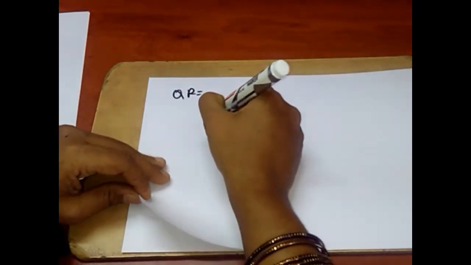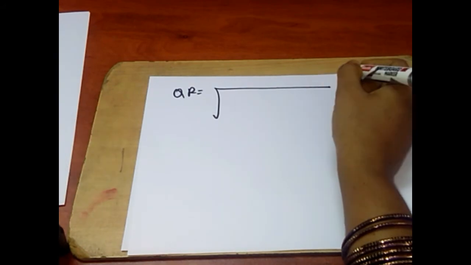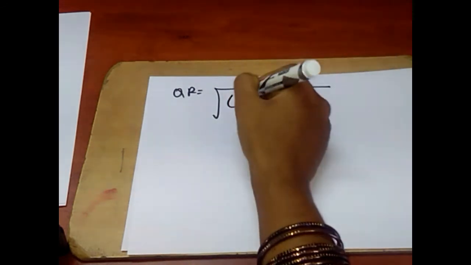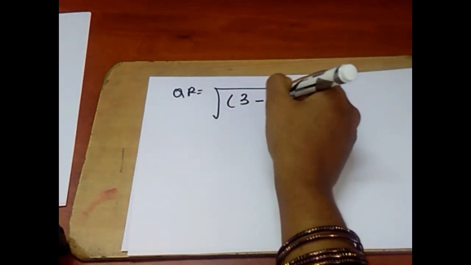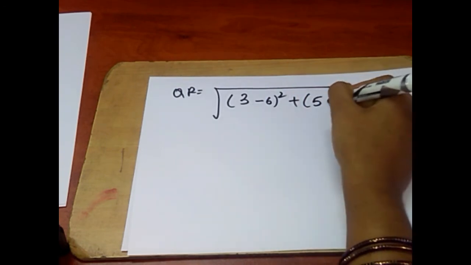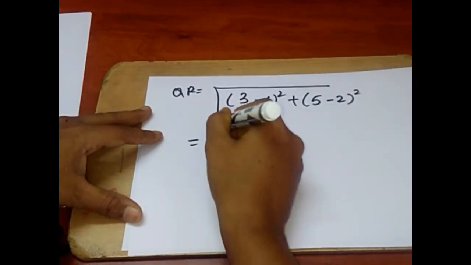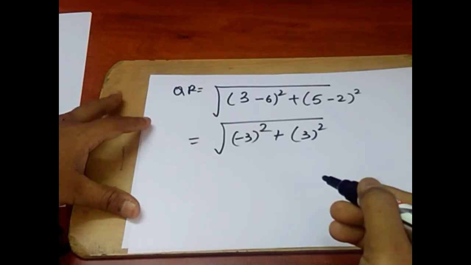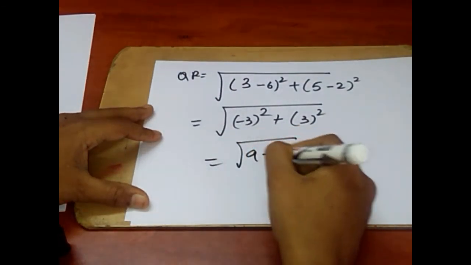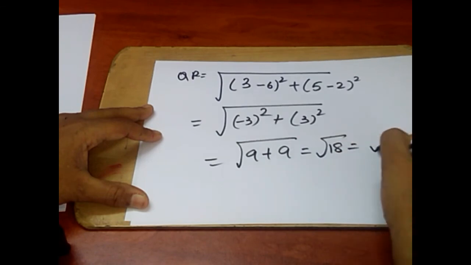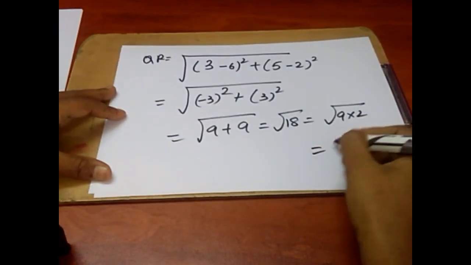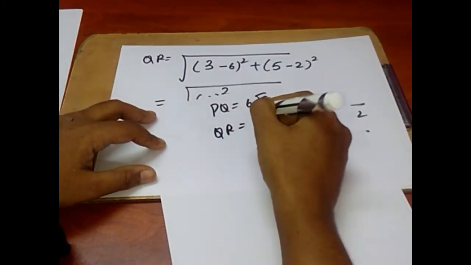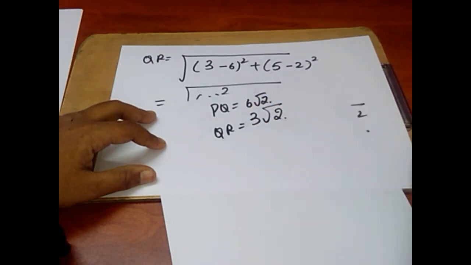So I hope you can write down the points, children. I will be direct with the solution. QR, square root of (x2 minus x1) whole square. So x2 is 3, x1 is 6, plus (y2 minus y1) whole square. So 3 minus 6 is minus 3 whole square, 5 minus 2 is 3 square. So 3 square is 9. Again 3 square is 9, that is 18. It can be written as 9 into 2, hence it is 3 root 2. So measure of QR is calculated as 3 root 2.